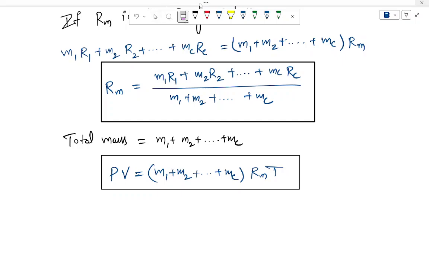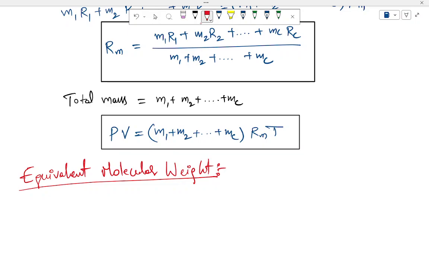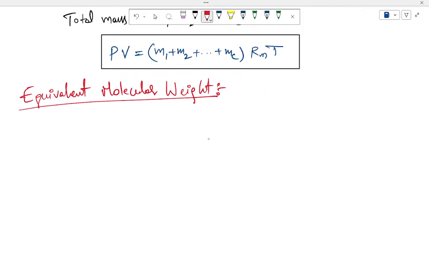Moving on to the next topic within this, it is the topic of equivalent molecular weight. In the same context, equivalent molecular weight is also an important thing which will help you understand the overall picture here. For this purpose, you will be taking the product of N into the molecular weight.